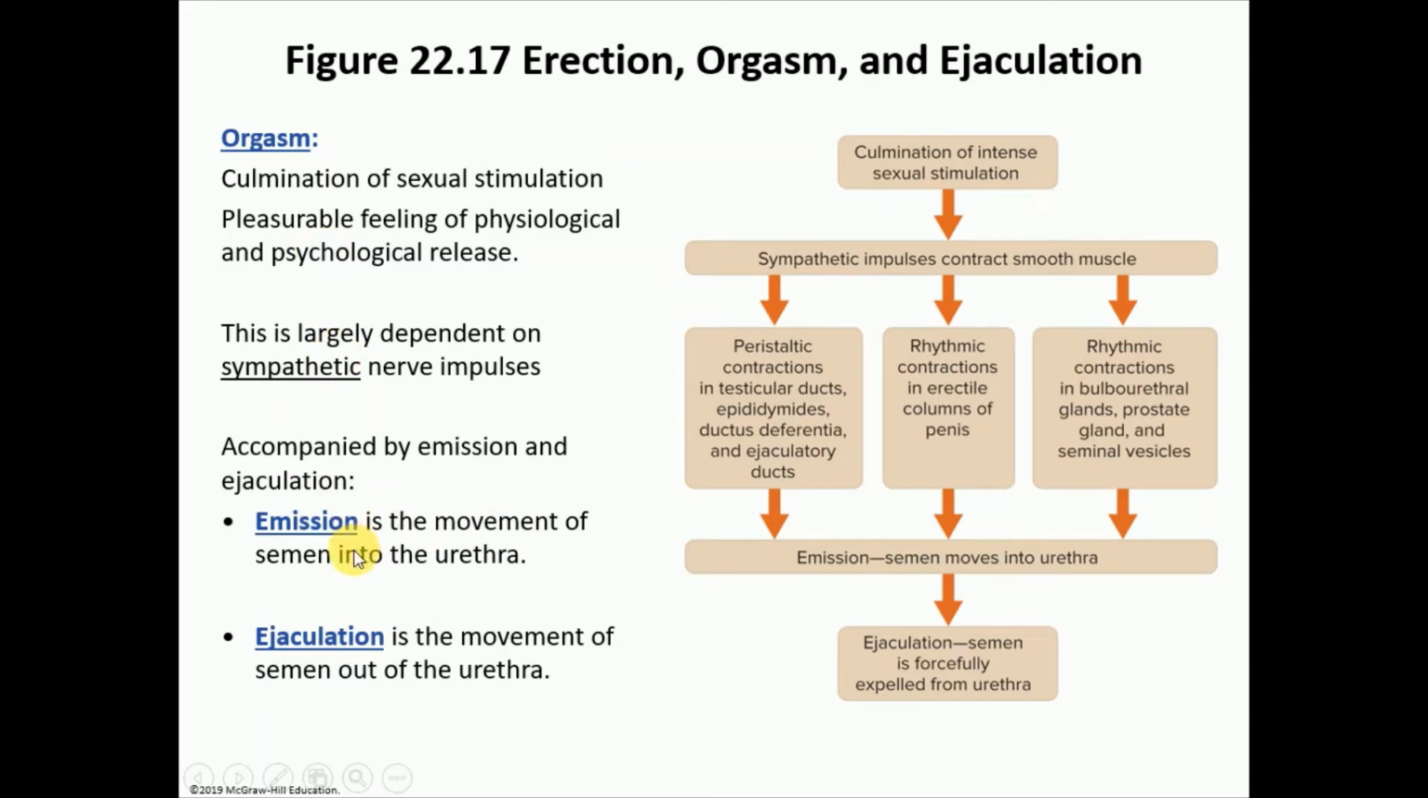Now, emission is the movement of semen into the urethra. That again happens by the contraction of the smooth muscles for the sperm to be transported through that process that we talked about prior. And ejaculation is defined as the movement of semen out of the urethra.